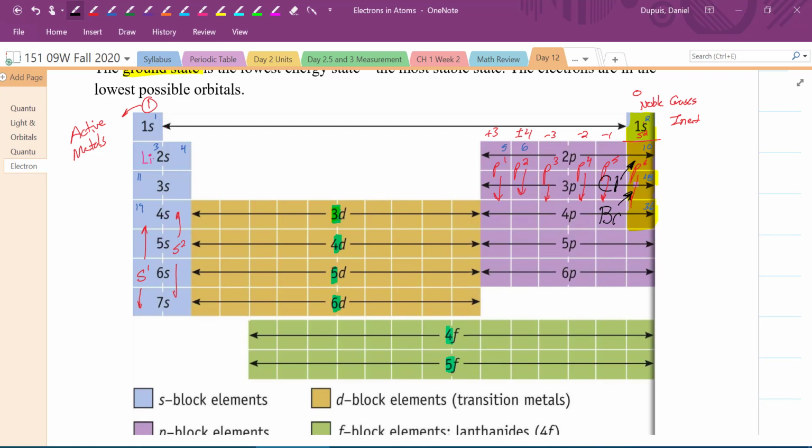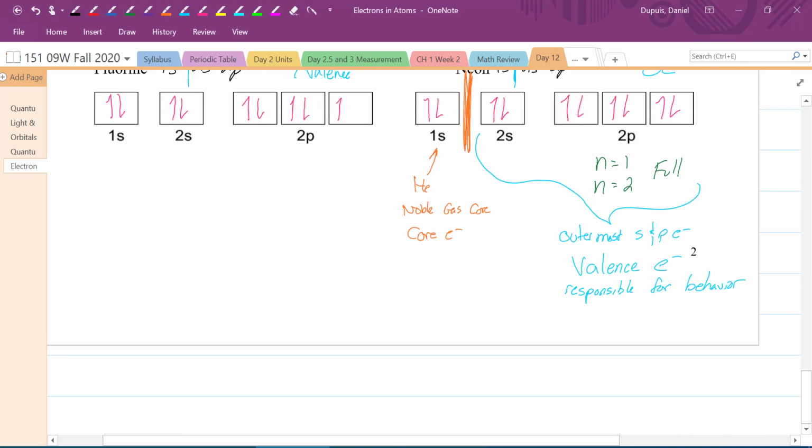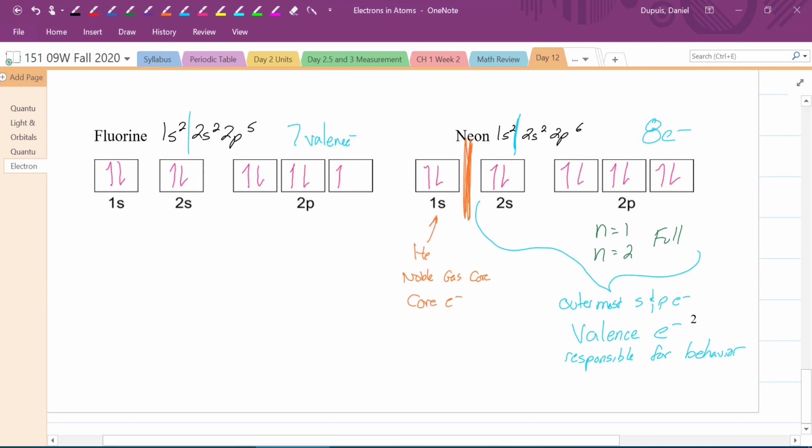So in the next video, we will actually do a lot of electron configuration and get into quantum numbers, electron configuration, how we do it, and all that. And it'll hopefully make more sense. But hopefully this shows you the pattern of electron configuration, core and valence electrons. And let me know if you have questions.